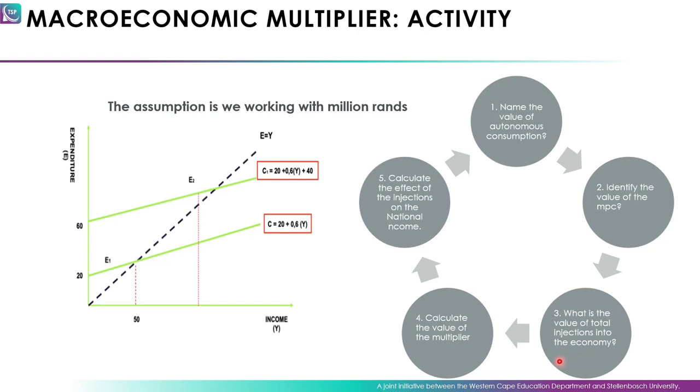So when I say total, that means something is added, just a hint or a clue. Then number 4, we need to calculate the value of the multiplier. We will actually get to use one of those formulas so that we can calculate the value of the multiplier. And then the last part says, calculate the effect of the injection on the national income.